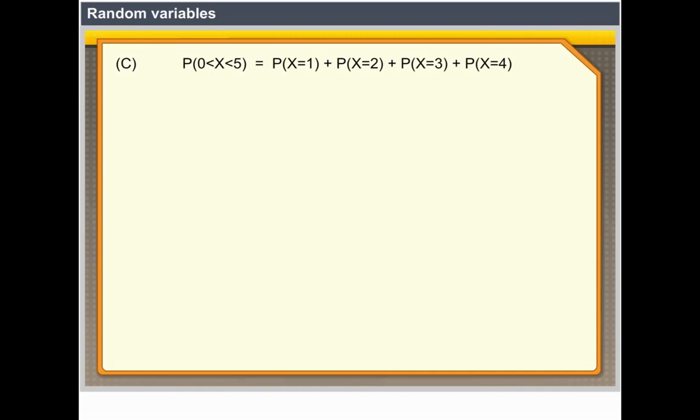Subdivision C. Probability of 0 less than x less than 5 equals P of x equal to 1 plus P of x equal to 2 plus P of x equal to 3 plus P of x equal to 4. We just want to add all the probability values here. k plus 2k plus 2k plus 3k equal to 8k. After substituting the value of k, we get 8 by 10. After simplifying this, we get 4 by 5.